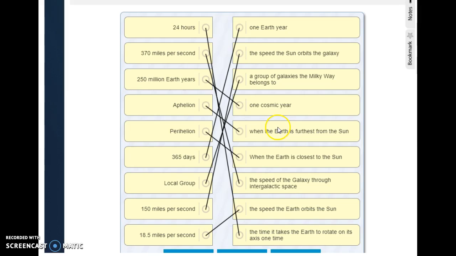All right. So if you don't have those in your notes, be sure that you have those items in your notes. You literally can jot down 24 hours and then a dash and then jot down the description. So for 24 hours, that description was the time it takes the Earth to rotate on its axis one time. Be sure that you have these items in your notes, okay? Again, it's just a great means, one, of practice, two, to assess what you understood from the lesson, and three, to clarify any confusion that you may have had.